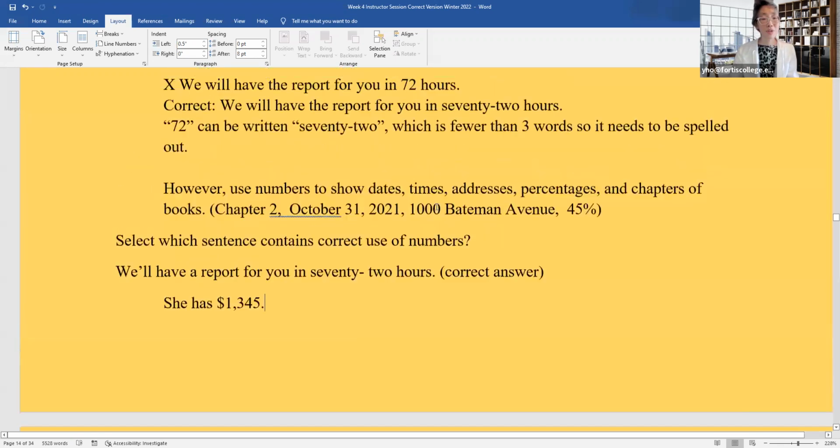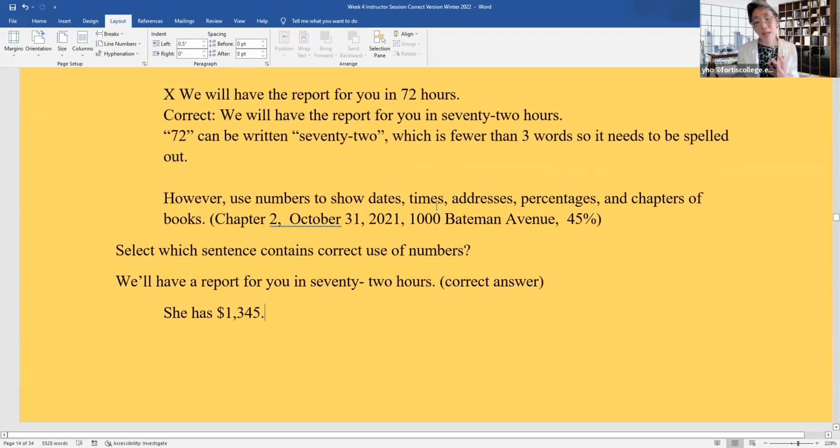However, the exception to this rule is that if you're going to write a date, an address, a percentage, or chapter 1, chapter 2, chapter 3, you should always write the actual numbers, okay? So I wouldn't spell out the number in 1352 Franklin Street. You would write the actual number 1352. So that's the exception. Was that what you were going to say?